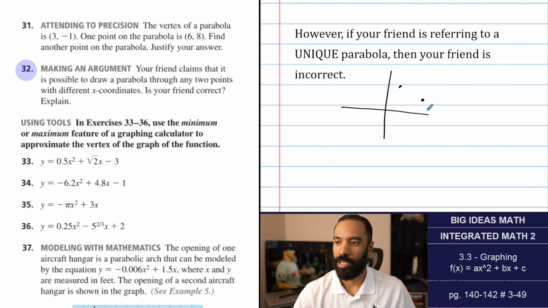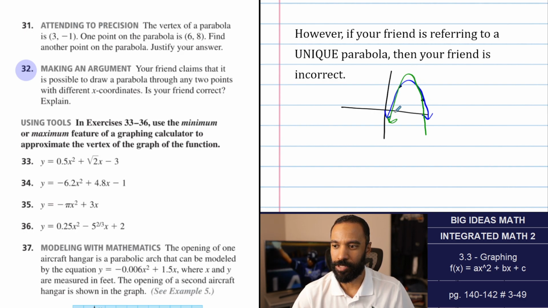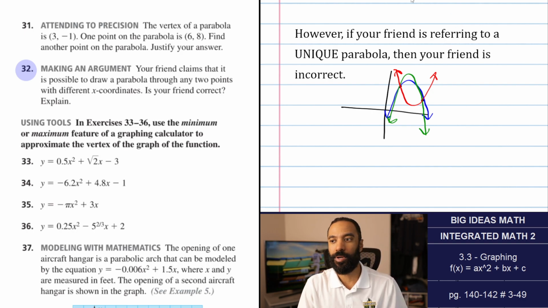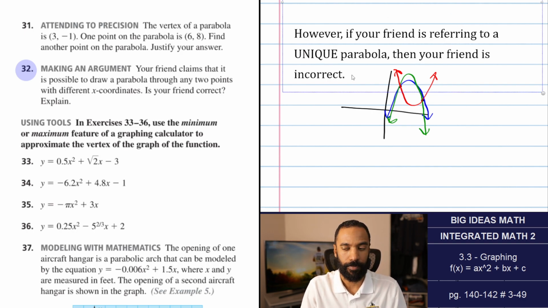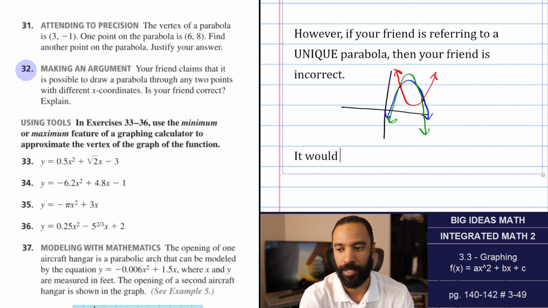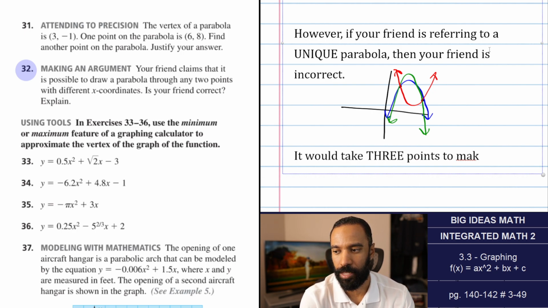Your friend says, here's the one parabola I can make through this. And then I say, here's another parabola you can make through this. Okay? Or I say, here's another parabola you can make through this. Right? You can do anything through that. It would take 3 points to make a unique parabola.